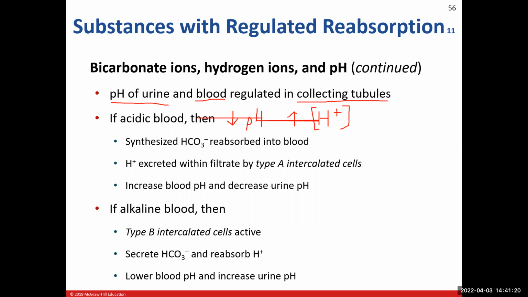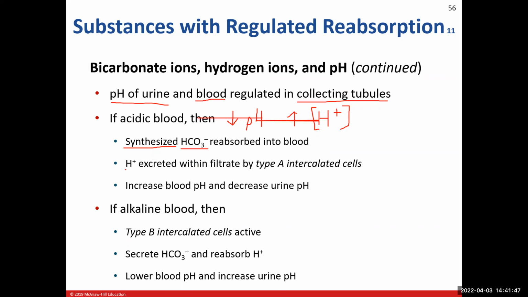Unfortunately, what we've done is we've offloaded some bicarbonate. We filtered it out of the blood, and it's going to be floating in the tubular fluid. So we've got to basically make new bicarbonate so we can resorb that bicarbonate into the blood. So let's start off by looking at the cells here.